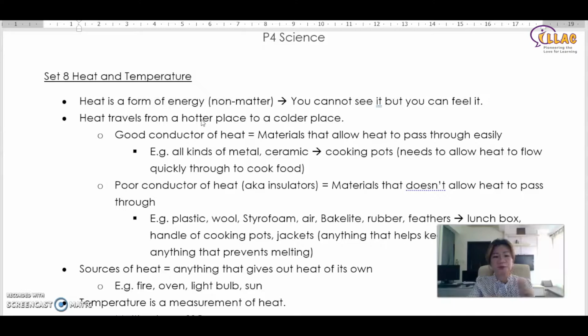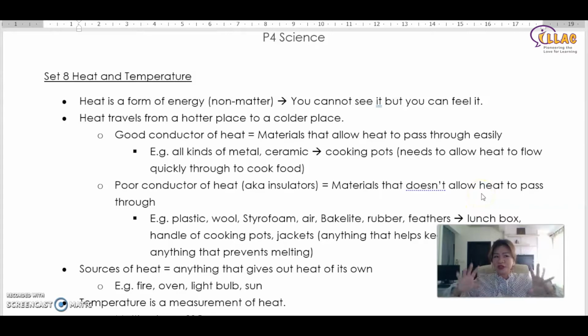Good conductor of heat: materials that allow heat to pass through easily. So if you want something to cool down very quickly, you don't want it to trap heat, you will want a good conductor of heat. But usually, what do we want to do? We want a poor conductor of heat, because we want to keep food warm, because we want to keep drinks cold. So these are the things that you will want a poor conductor of heat for. A poor conductor of heat doesn't allow the heat to pass through.